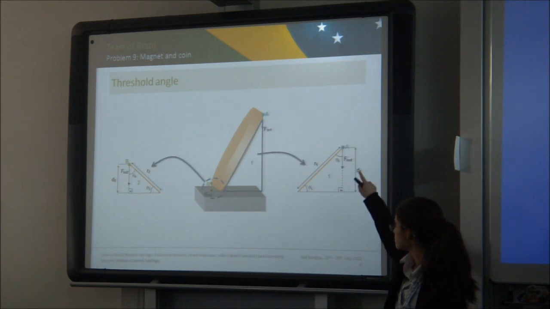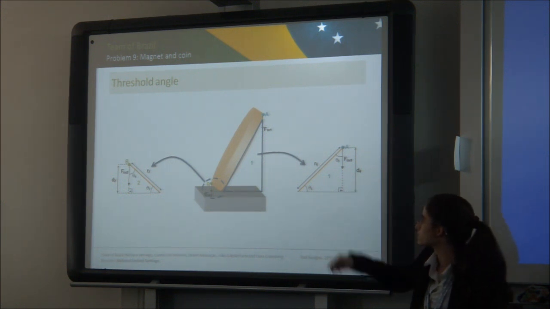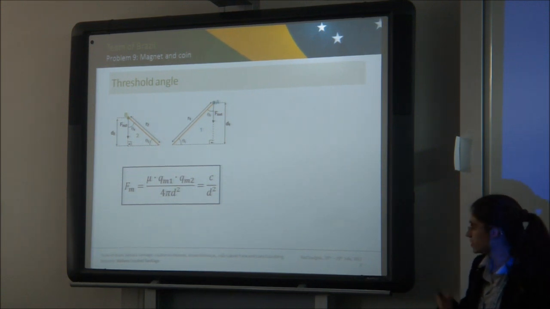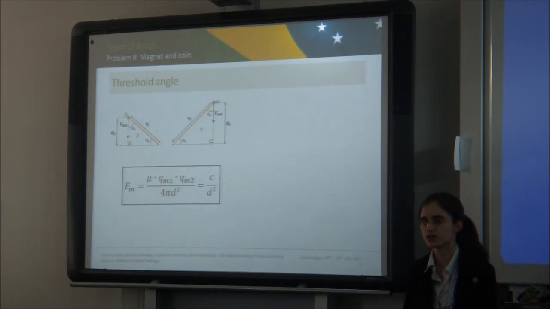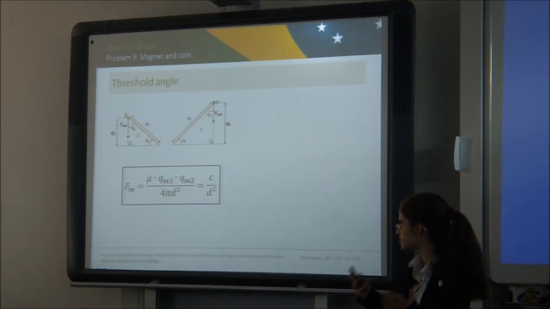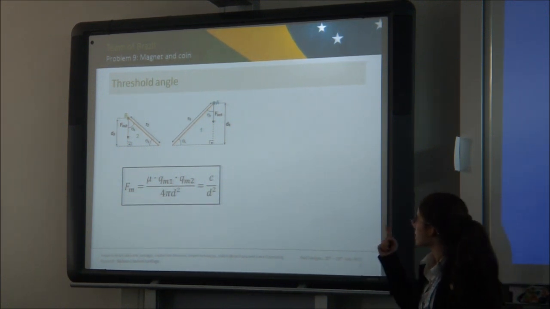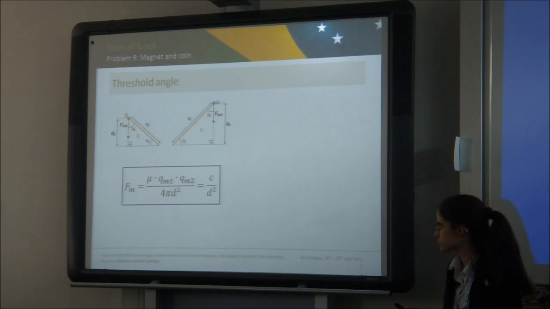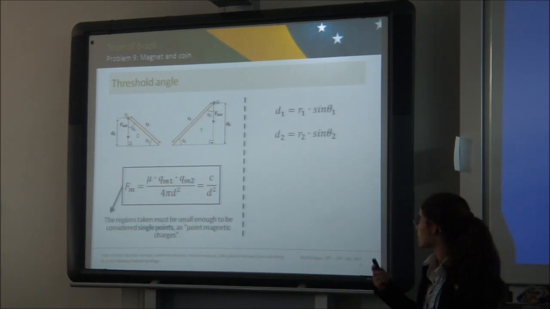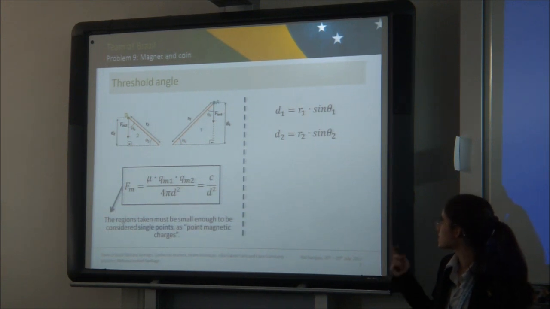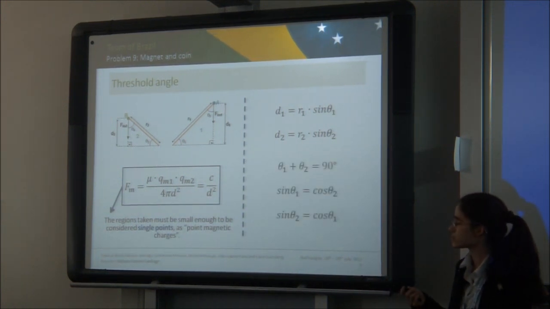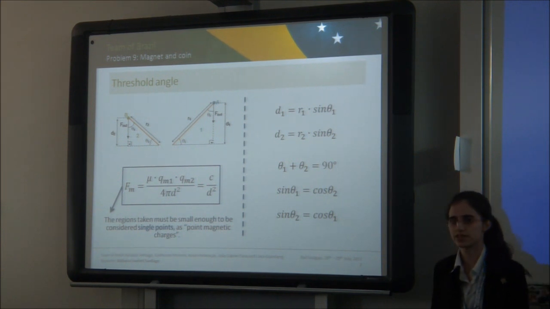So we have R1, that is the diameter of the coin, and R2, that is the thickness of the coin. Then we use our model for the magnetic charge, which I do know is not the real phenomenon behind it, but it's just an approximation. And it's inversely proportional to the distance squared. So we have this distance in function of the thickness and the sine of θ1 and θ2. And both angles are complementary, so the sine of one is the cosine of the other.